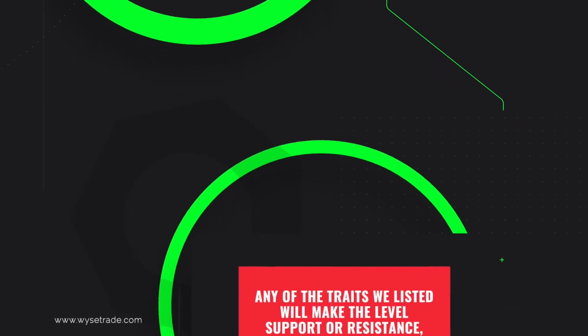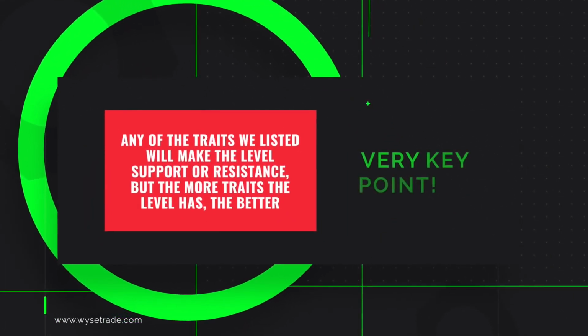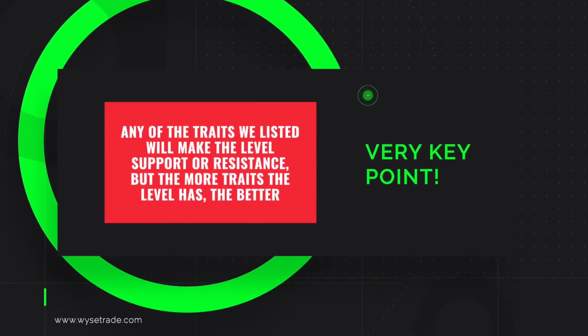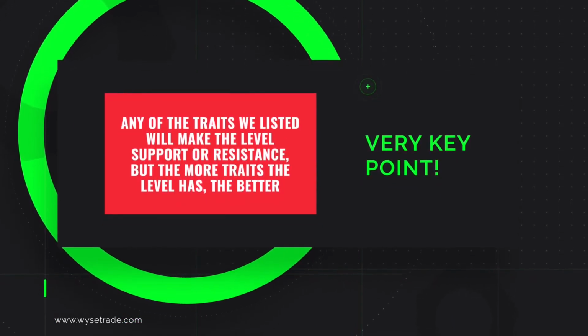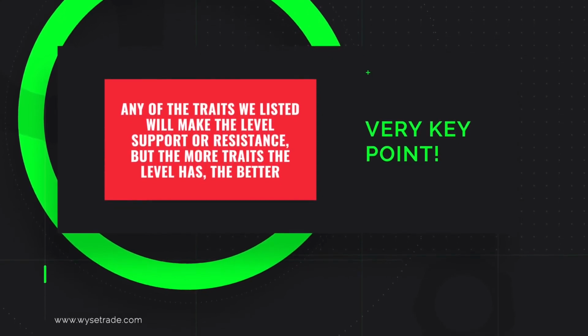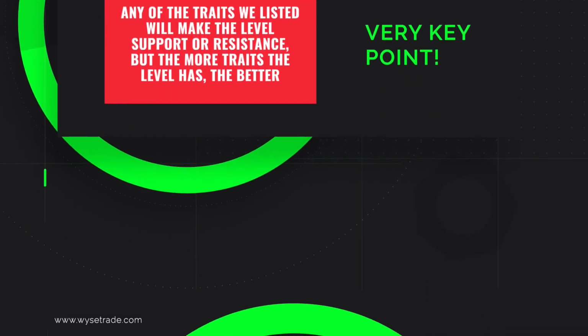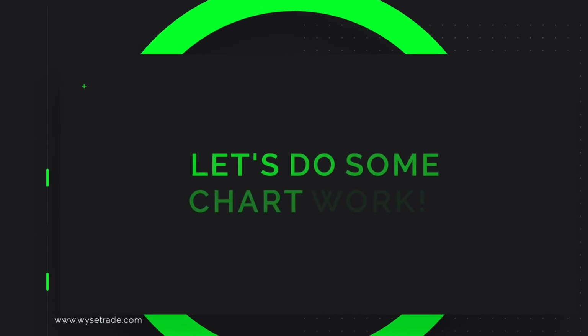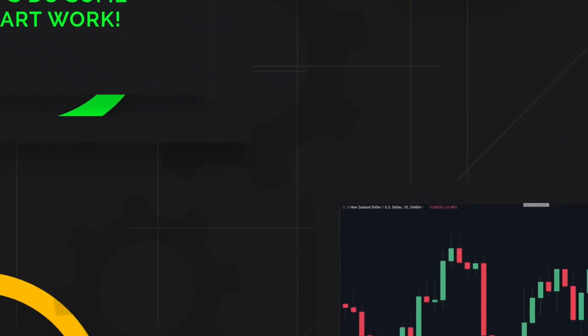Now, this is a very key point. You don't need all the criteria we just listed to make a level support or resistance, but the more criteria that the level fulfills, the better the level. So let's jump into the charts and break down each of these traits.